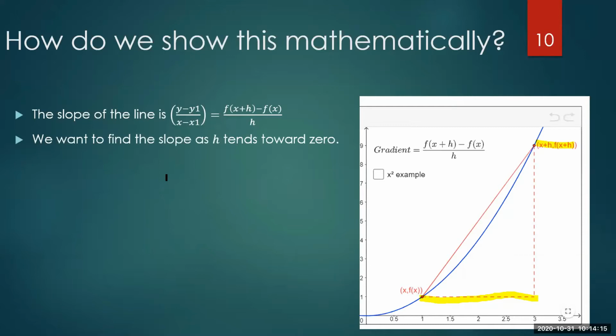And so we want to find the slope as h gets smaller and smaller and smaller. We want to find the slope in the limit as h tends towards 0. This is how we write it down. So this is what we're looking for mathematically: the limit as h goes to 0 of f of x plus h minus f of x all over h.